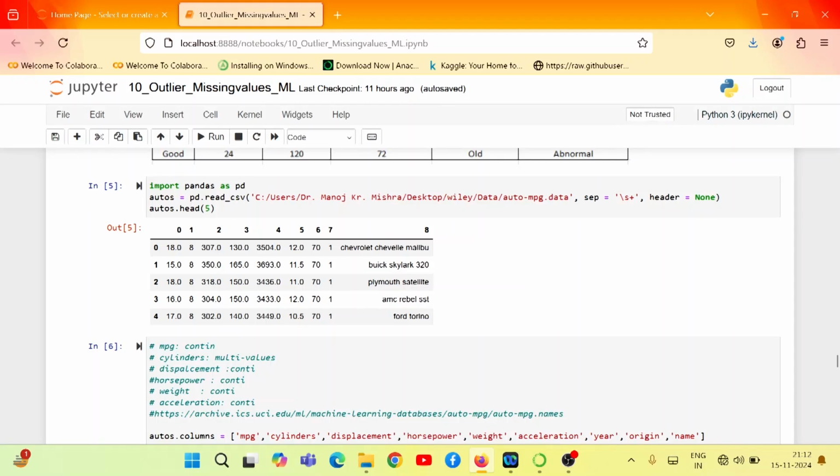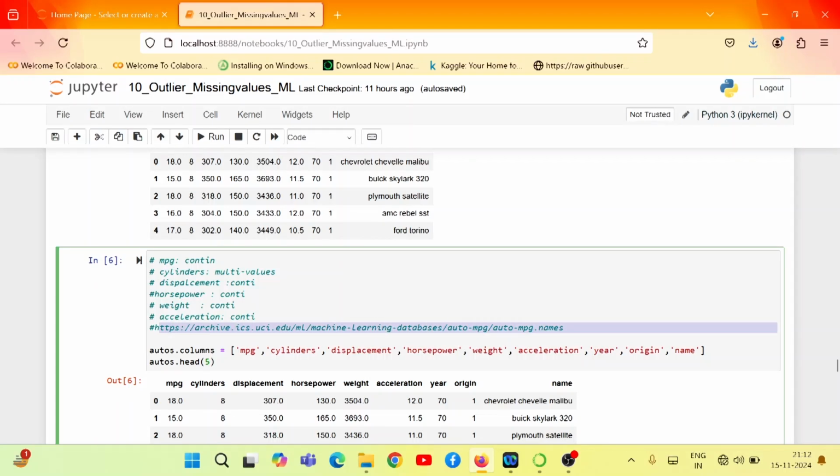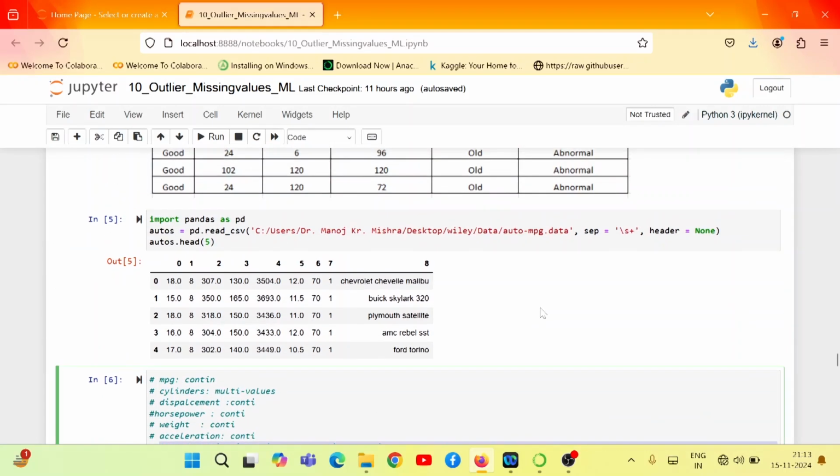There is weight, that is the vehicle weight, right? And acceleration, the time to accelerate from 0 to 60 mph, in seconds. That value is there. This information we have obtained from the source where this data is available, so you may get the description of all these columns from there itself. Basically this dataset contains space separated values, and there is no header, right?